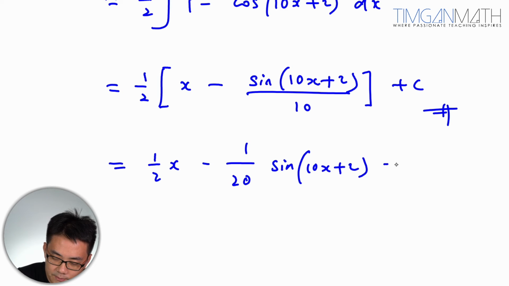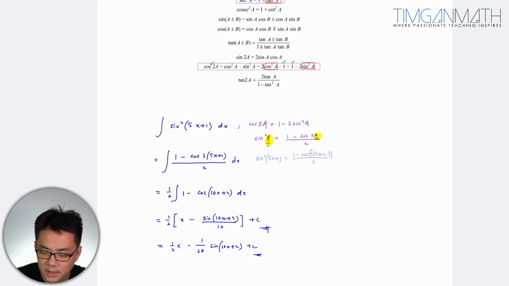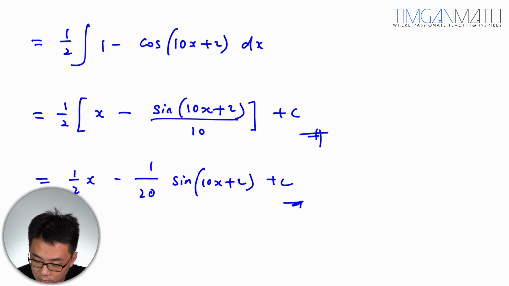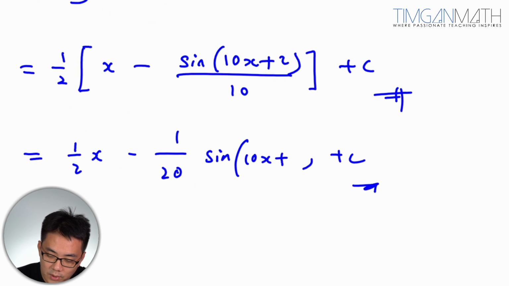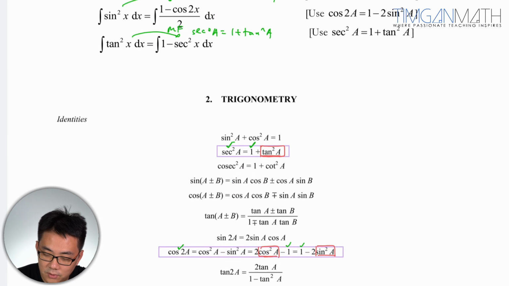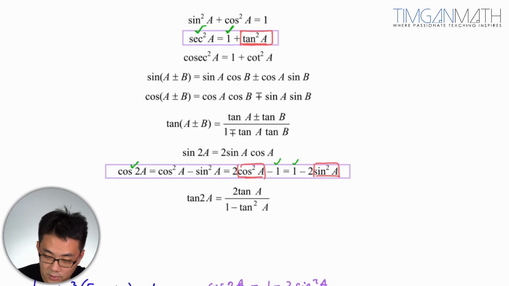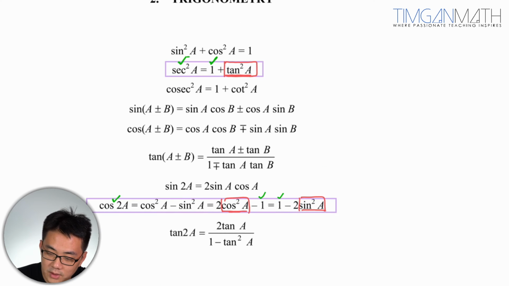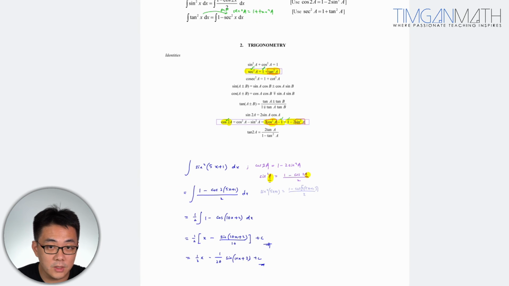Generally, what we need is just to express in terms which we can integrate. Just highlight these two formulas which you need to use: if given tangent square a, you use this formula. If given cosine square a, you need to use this formula here, and sine square, this one. That's how you understand this concept here.